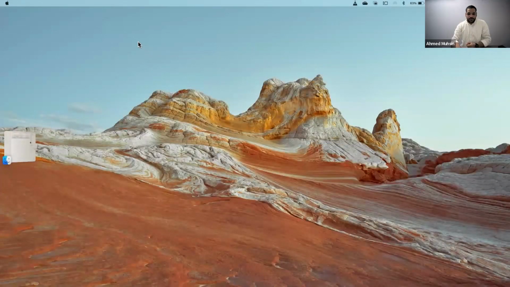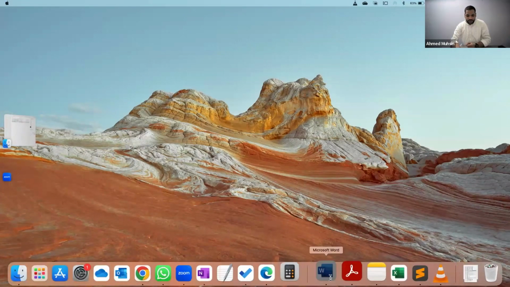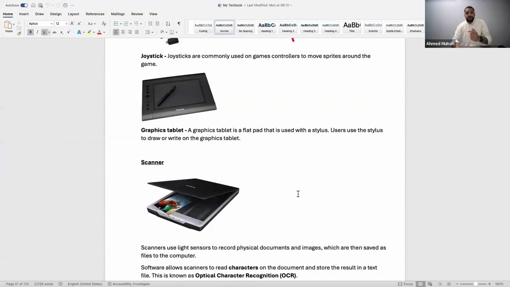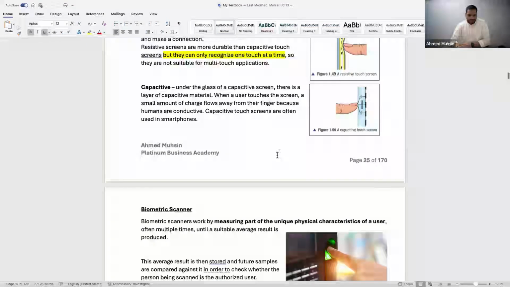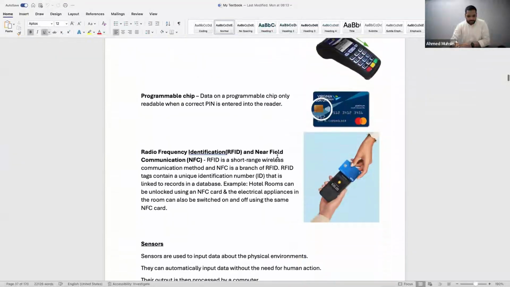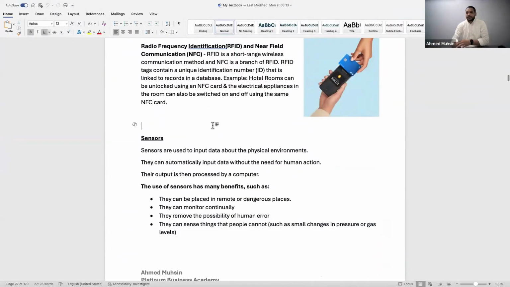Right. So everybody, in terms of chapter 1, we have output devices remaining to complete. We will be completing that today, and then we'll also be starting chapter 2 today. Where we stopped last time was card readers. We need to continue from sensors.